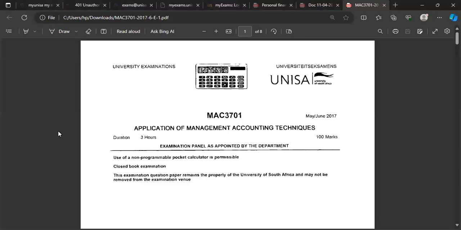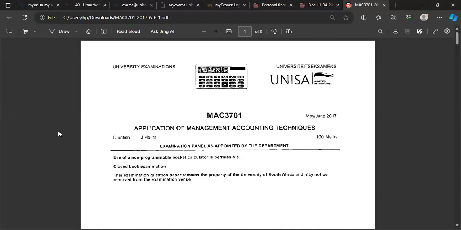Right, welcome to the revision where we are dealing with application of management accounting techniques. This is the part where we deal with cost accounting, and it's very easy. Another easy part of this module.